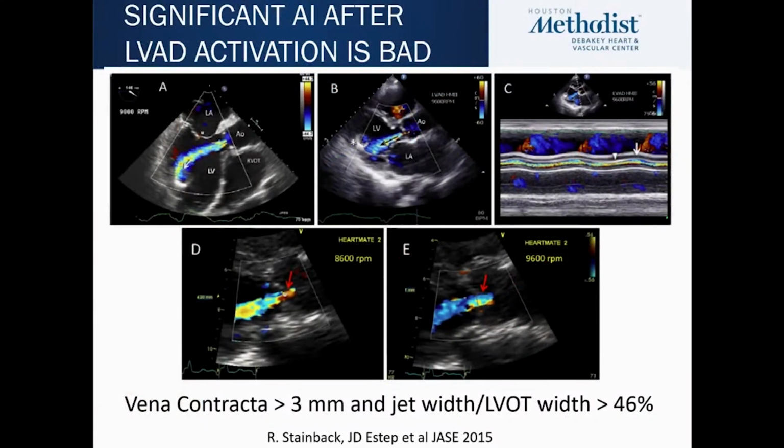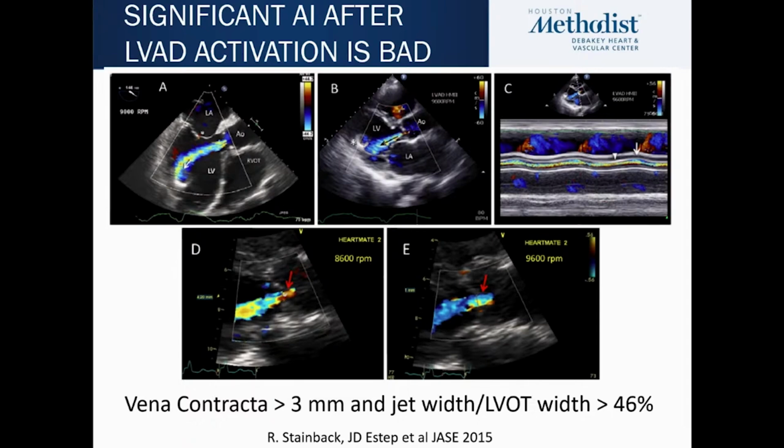So as you can see here, we are not very good at assessing aortic regurgitation in these patients. As you can imagine, the usual traditional echo parameters that we use, such as vena contracta or PISA, are harder to apply to somebody who has an LVAD and a constant suction from the inflow cannula.